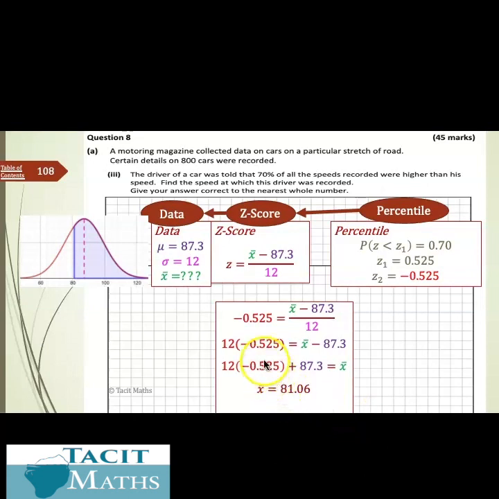Now here's what I was saying, that it doesn't matter if I use 0.525, or if you just use 0.52 or 0.53. In this case it doesn't matter, because if you wanted a specific answer it would matter, but look at the question: give your answer correct to the nearest whole number. So I'm rounding this off to 81 kilometers an hour. And if you use 0.52, it would also round off to 81 kilometers an hour. If you use 0.53, it would also round off to 81 kilometers an hour. So it actually doesn't matter which value you use.